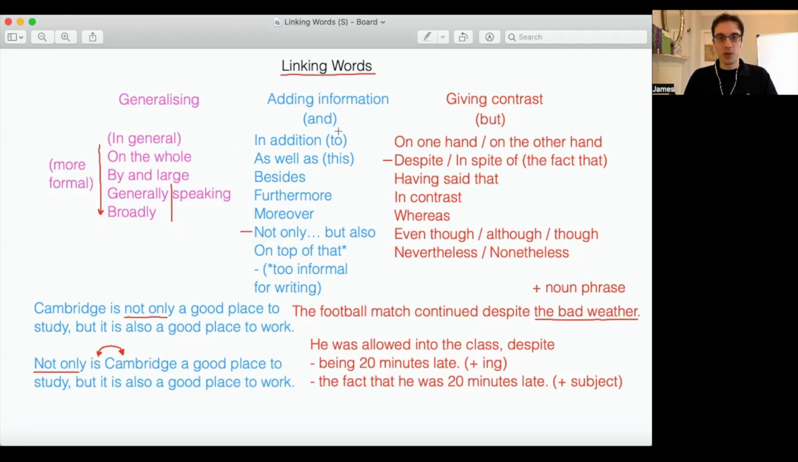Okay, moving on to adding information. Again, we have quite a few adverbials in this list. And by an adverbial, I mean something that needs to be followed with a comma. And that's why I have brackets around these words here. So if you say in addition on its own, you're going to need a comma after it.